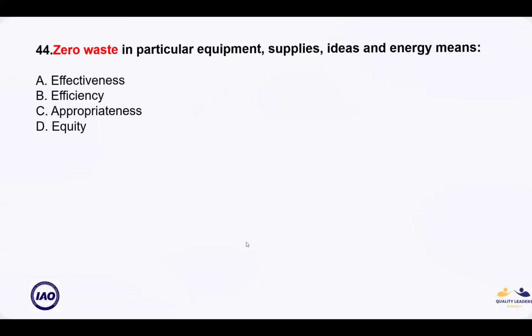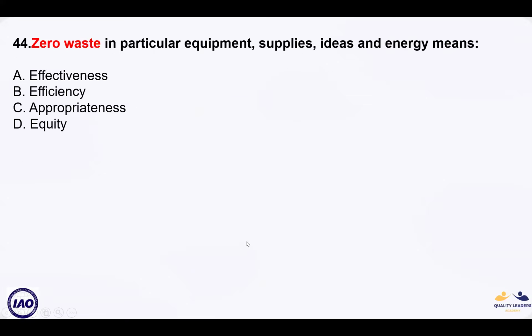Now, coming to question number 44, zero waste in particular equipment, supplies, ideas, and energy means what? Okay, so this is again the keyword zero waste. It's talking about resources. This is about utilization of resources, minimum wastage, zero waste almost. So it's talking effectiveness. We all know the keyword is outcome. Efficiency, the keyword we all know is the capacity, right? And appropriateness, we have already known.